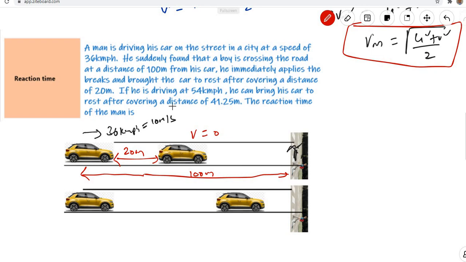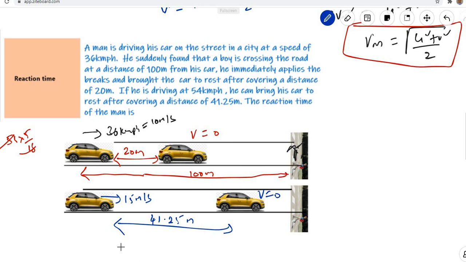By applying the brakes he is able to bring the car to rest in a 20 meter distance. Suppose now he is driving at 54 kilometers per hour. 54 means what in meters per second? 54 into 5 by 18, that is 15. So in the second case, suppose he drives at 15 meters per second and finally has to bring it to rest, what is the distance in which he has to do so? He can bring the car to rest in 41.25 meters.